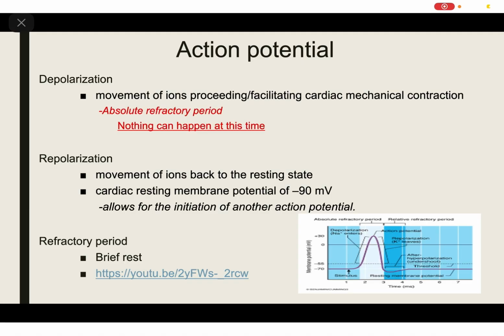Okay, so depolarization, movement of ions, precedes and facilitates cardiac mechanical contraction. Absolute refractory period: nothing can happen at this time. In fact, if something does happen during this refractory period, which is why we have to be so careful with defibrillating people, we could send them into a lethal arrhythmia and kill them. So what we do before we cardiovert people is synchronize the monitor to their rhythm. When we press that shock button, it will sync precisely where it needs to, which is not the refractory period where that could possibly kill them. And this repolarization, like I said, just allows all this stuff to recharge.